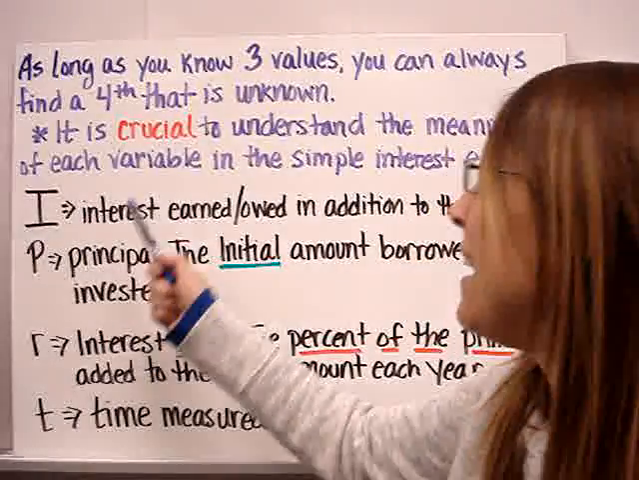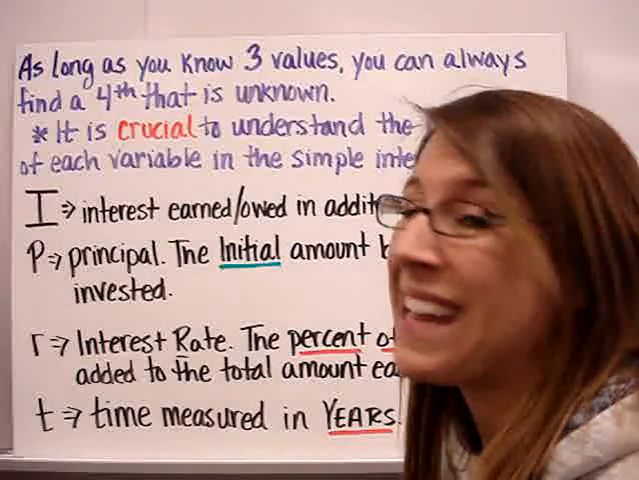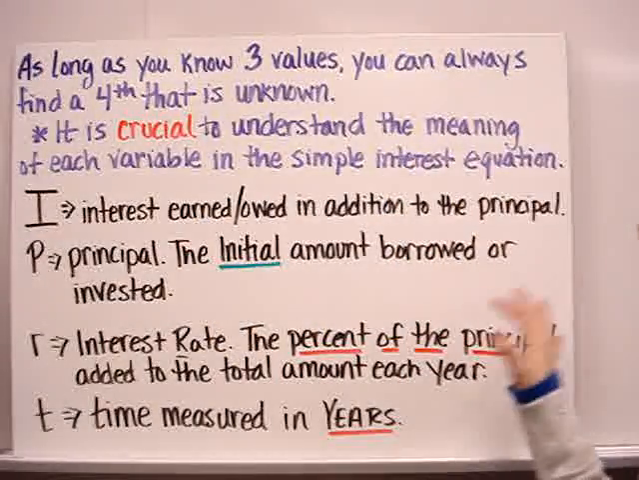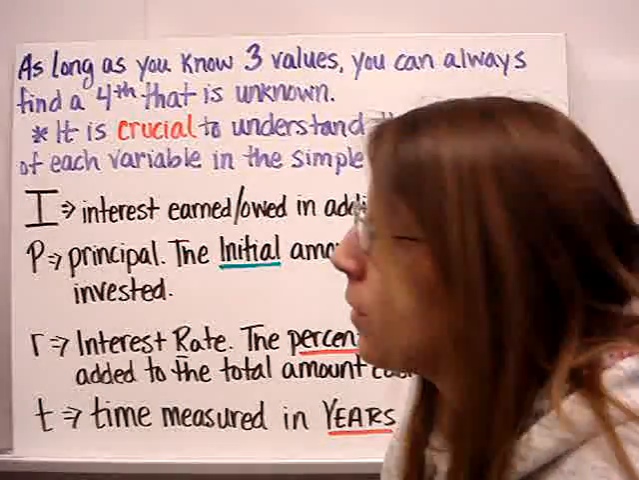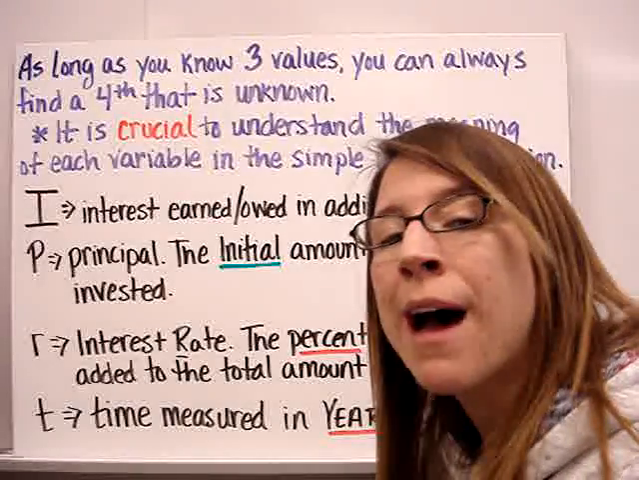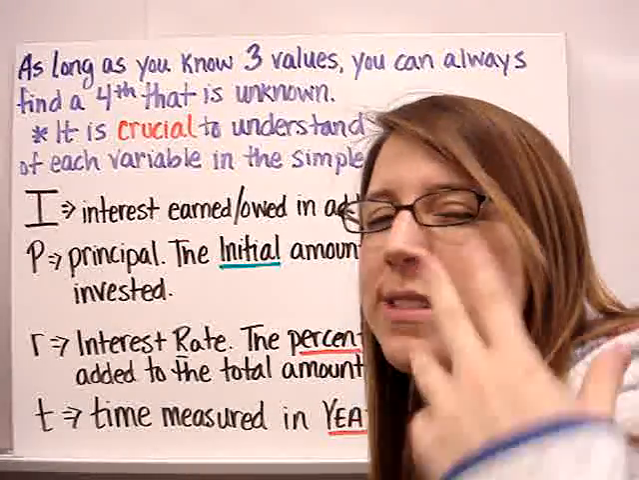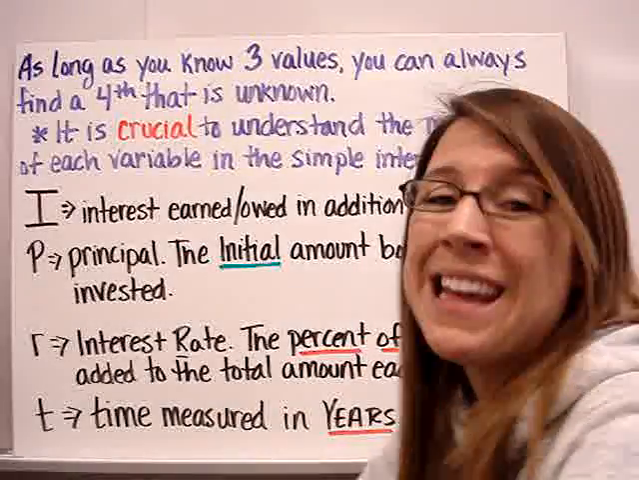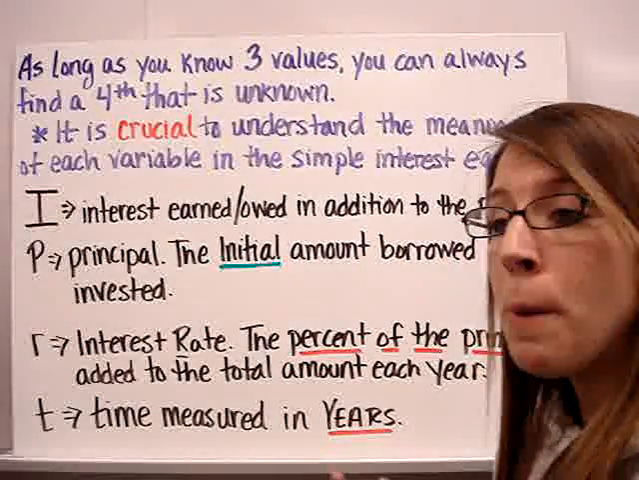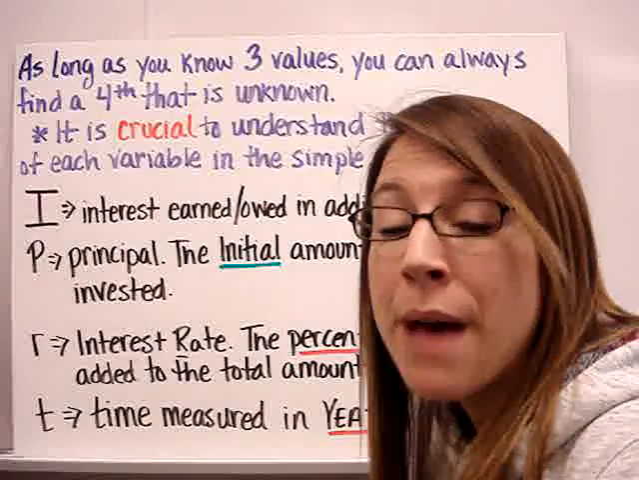So interest, again, I stands for interest, and it's the amount of money that is earned or owed in addition to the principal. Okay? P is for principal, again, which is the initial amount either borrowed or invested. Remember, simple interest works in 2 situations. If you put money into the bank in order to earn interest, or if you borrow money, then you're going to have to pay additional interest when you pay that money back.